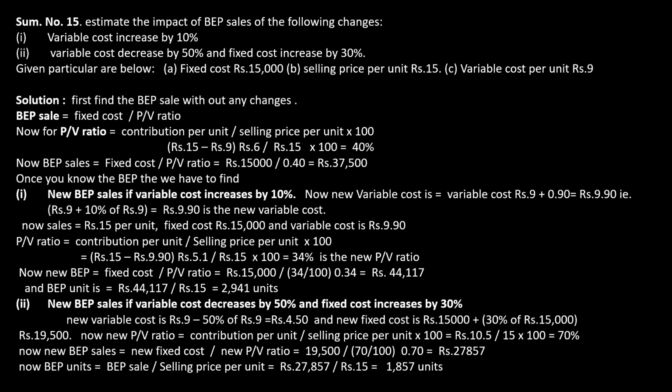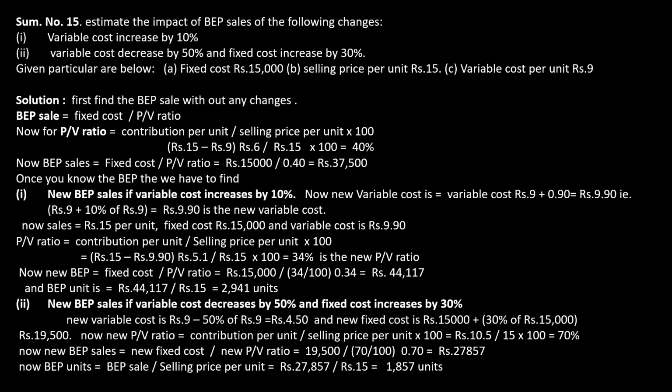Here, the problem asks me to increase the variable cost by 10%. Since the variable cost is increasing by 10%, my PV ratio will change. I have to find my new PV ratio. That is contribution per unit. Now contribution per unit will be rupees 5.1, that is 15 rupees minus 9.9, not 9.90 paise. So 5.1 divided by 15 rupees into 100 will give me 34%. So that will be my new PV ratio.